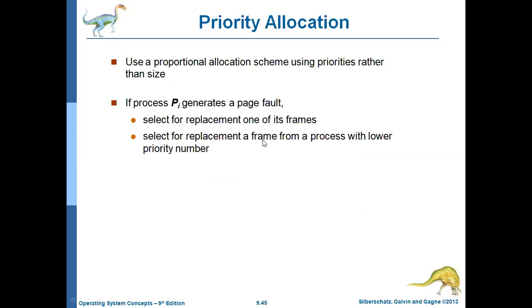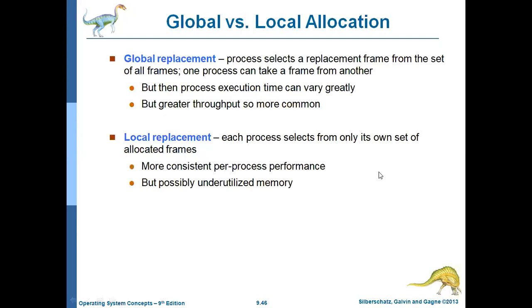There comes one more called priority allocation. If a process Pi generates a page fault, select for replacement one of its frames. Select a frame for replacement from a process with lower priority. So with the same we have global and local.